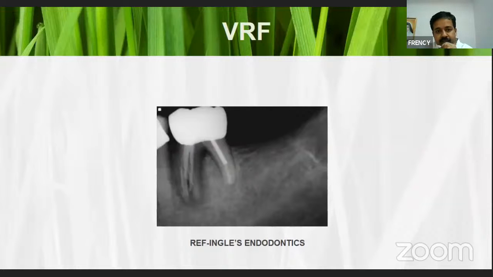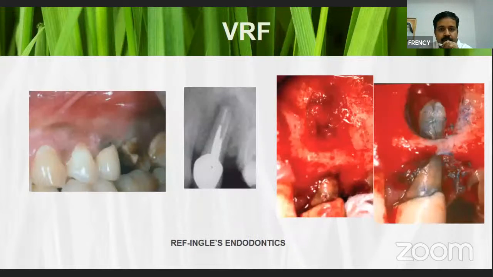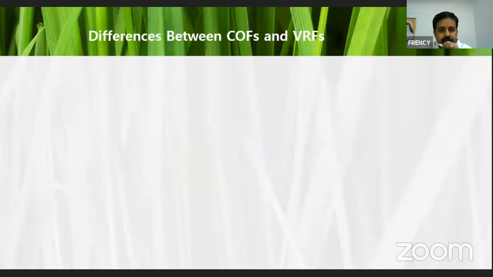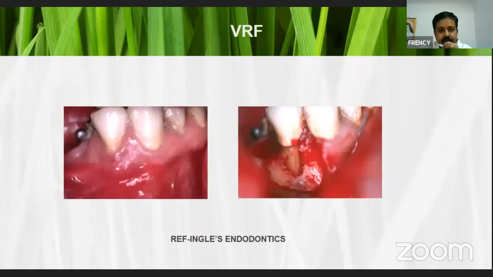Then separation of the segments in later stages, you can see this type of picture in the radiograph. When you are exploring surgically, you can see a lot of granulation tissue with a bone defect. If you remove that granulation tissue and stain the tooth with methylene blue, you can see the fracture line. This is the deep narrow pocket. You can see the fracture line also directly in the coronal part.